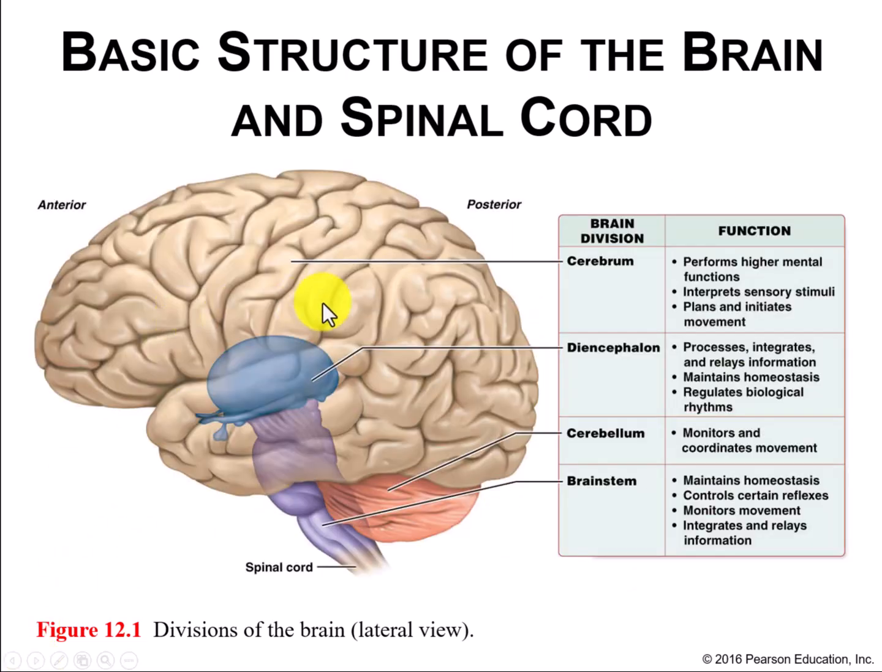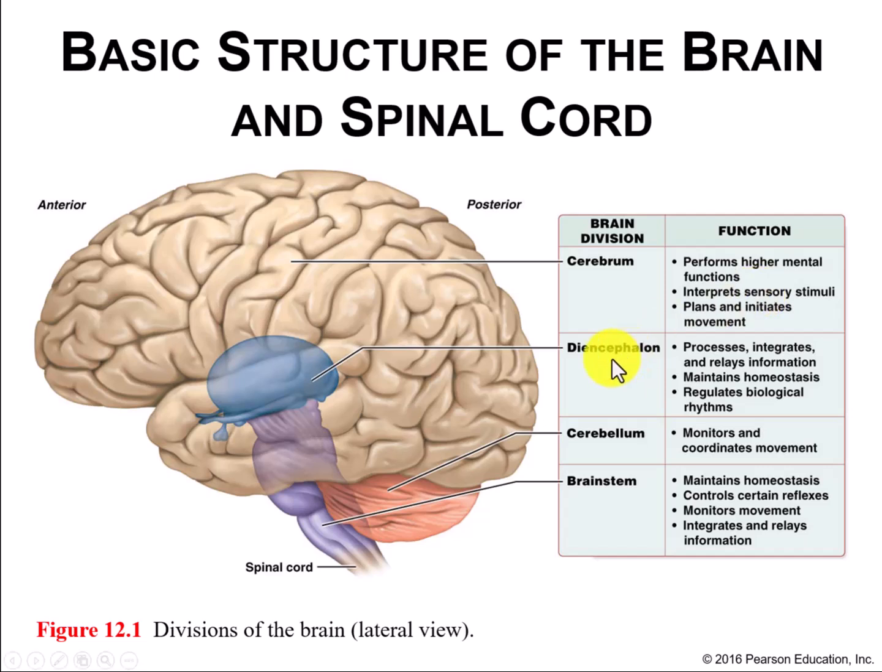And so here are the basic generalized functions of each of these areas. For your possible exam questions, if you give me this, it'll get you partial credit, but this would not be enough to get full credit for that possible exam question. But the cerebrum is where we have all of our higher mental functions, interpretation of our sensory stimuli, and it plans and initiates movement. So that's the integration that we talked about back in chapter 11.